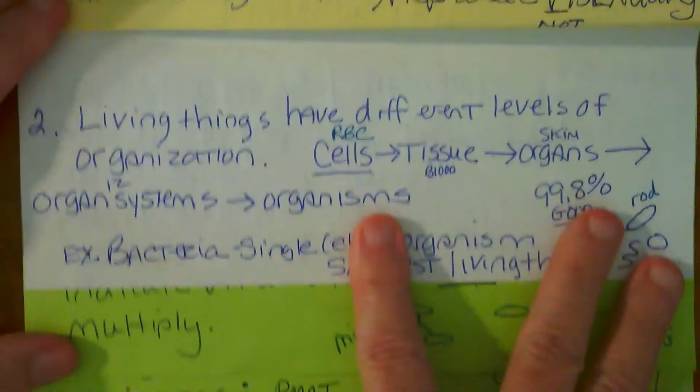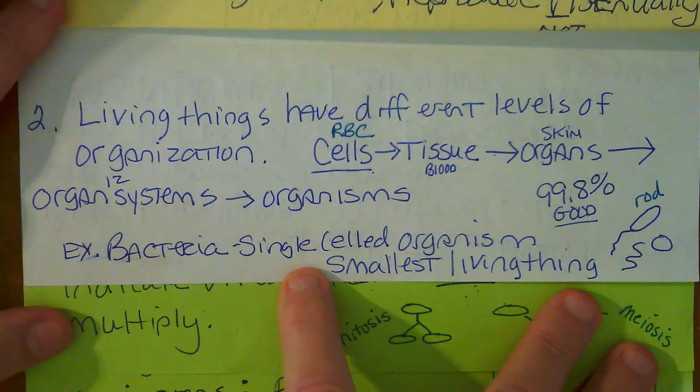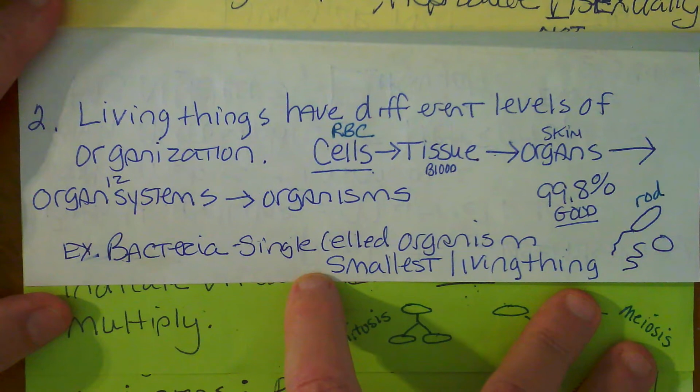Page 2, you can pause this, so you can write your notes down. Number 2, I just turned the first flap up. Living things have different levels of organization. The smallest living thing is a cell. So it goes cells, then tissue, tissue to organs, organs to organ systems, and organ systems to organism. You'll need to know these in the correct order, from smallest to largest, which of course smallest is cell.